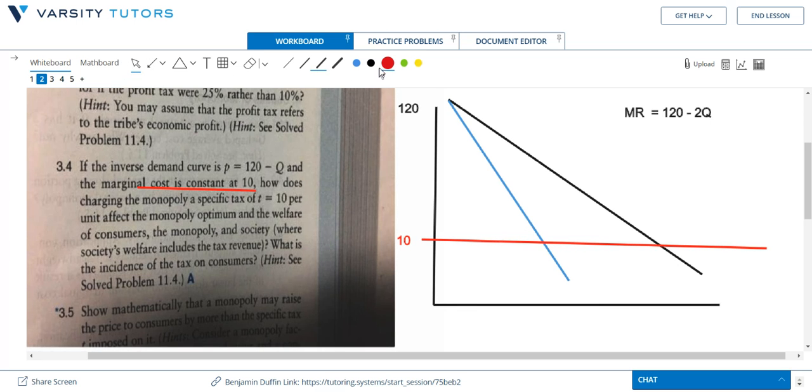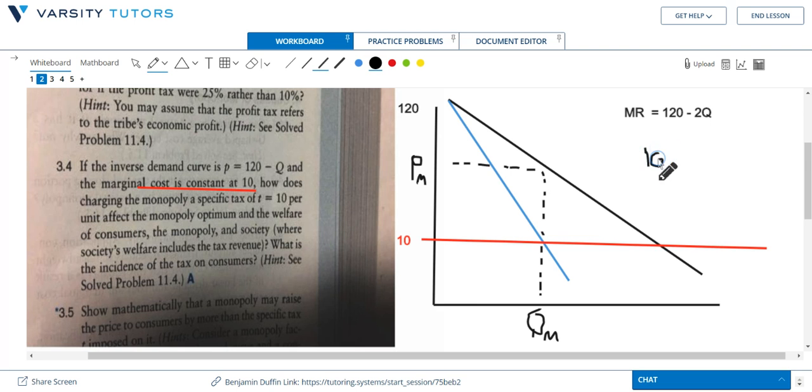So actually, first, let me draw in some of the fundamentals of this monopoly. This monopoly is currently producing at QM. This is before the tax. And when it produces at QM, it will charge the monopoly price. If you want to solve that out, you're really just setting 10 equal to the marginal revenue and then solving for the quantity, plugging that quantity back into the demand curve, and that'll give you the true price. So it's important you know how to get the price and the quantity. Please practice it on your own.